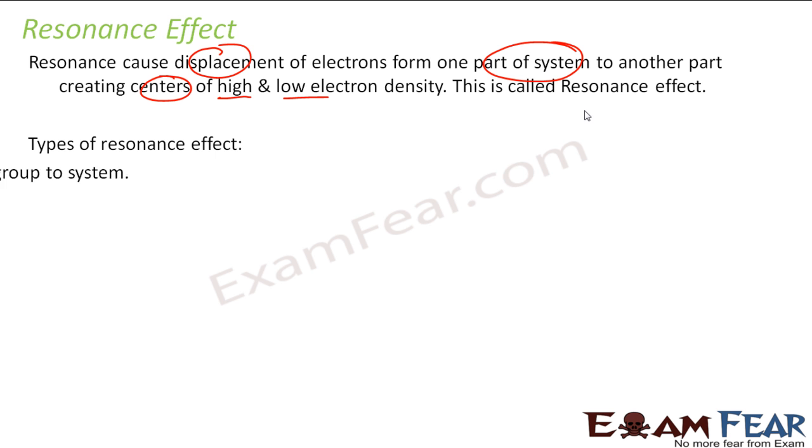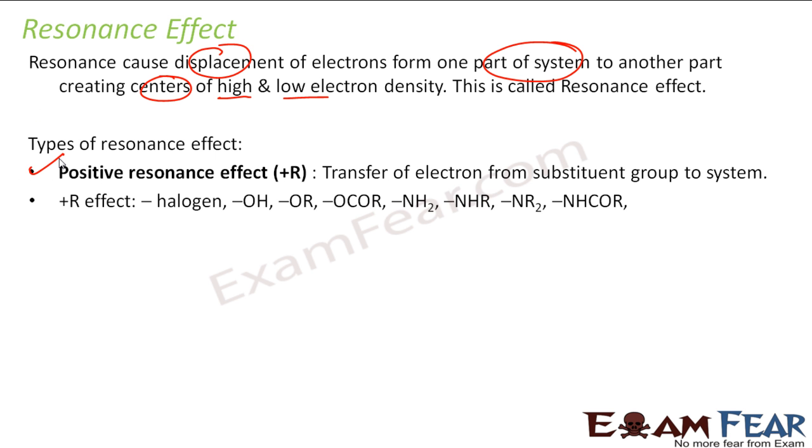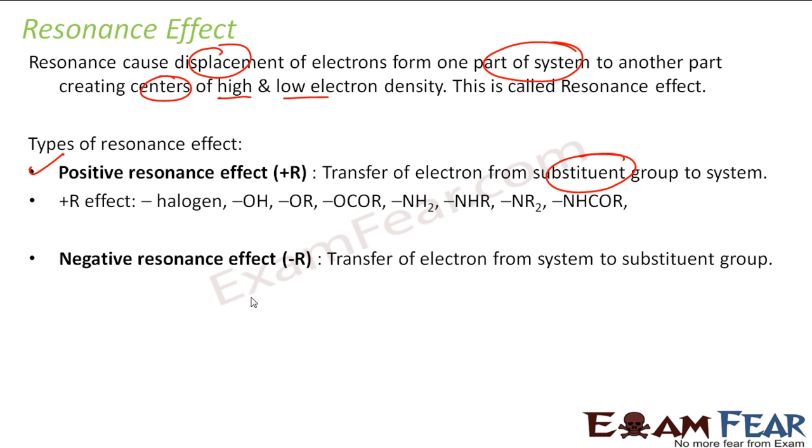And there are 2 types of resonance effect. One is the positive resonance effect, the other is the negative resonance effect. In the positive resonance effect, the transfer of electrons from the substituent group to the system takes place. And in the negative one, the transfer of electrons from the system to the substituent group takes place.